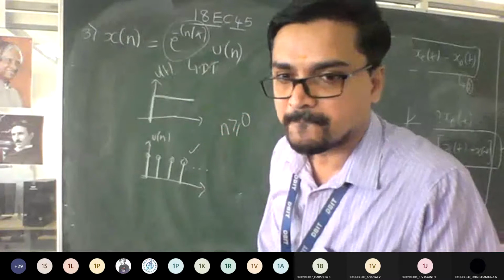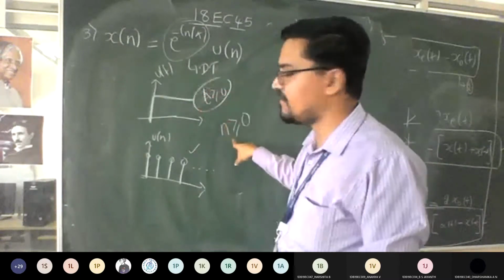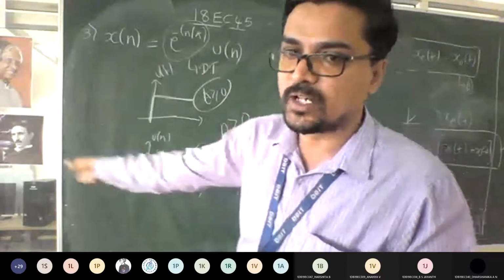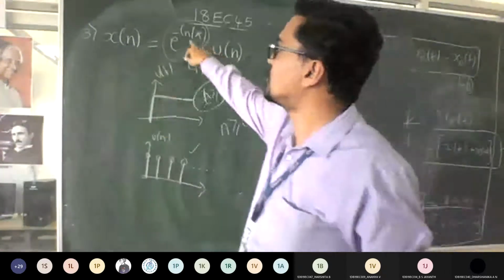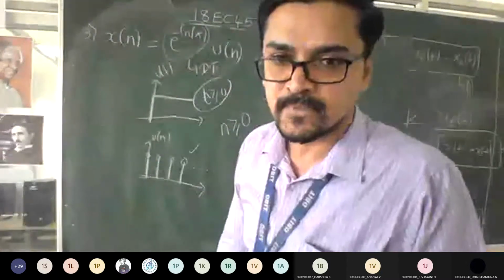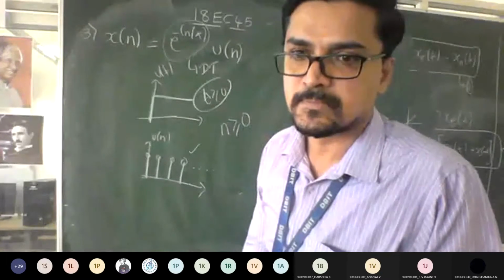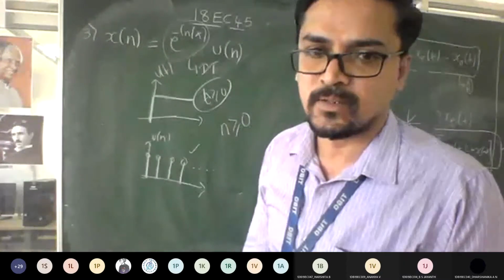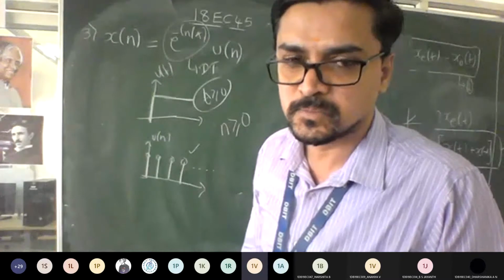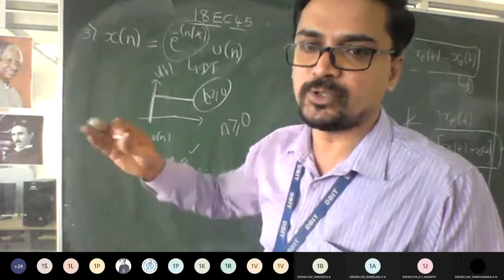So here we wrote n greater than or equal to 0. Same way, it occurs from 0 and goes towards the positive side, not towards the negative side. It means you should take the value of n from 0. So you should start with 0, 1, 2, 3, and so on.